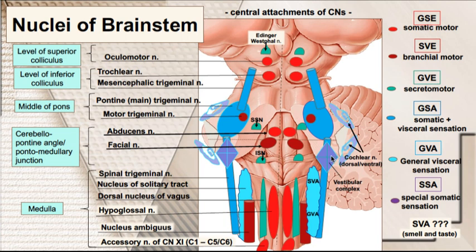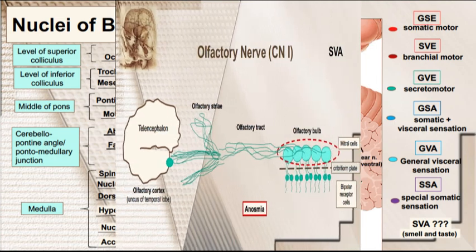Our goal today is to follow the cranial nerves from their central to peripheral attachment and to review all possible clinical correlations of each cranial nerve. We'll start from the simplest sensory and motor nerves.